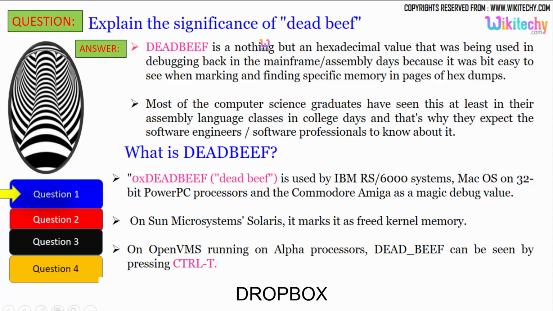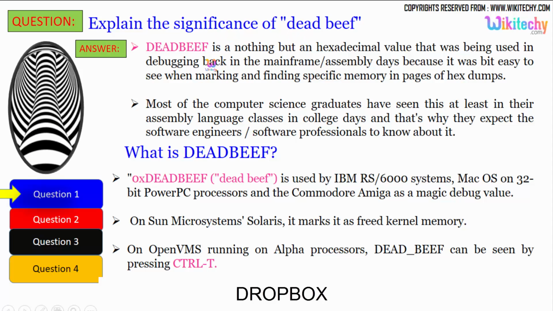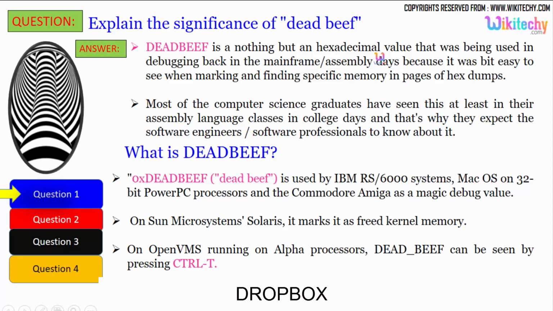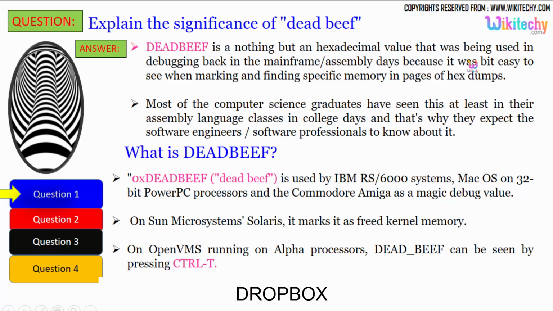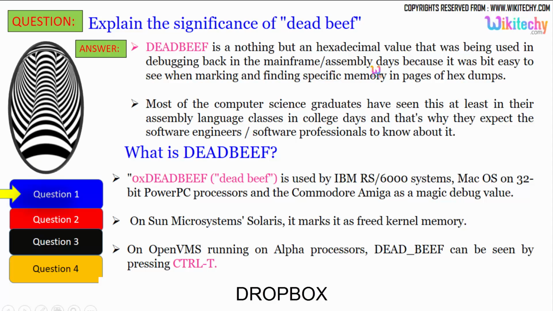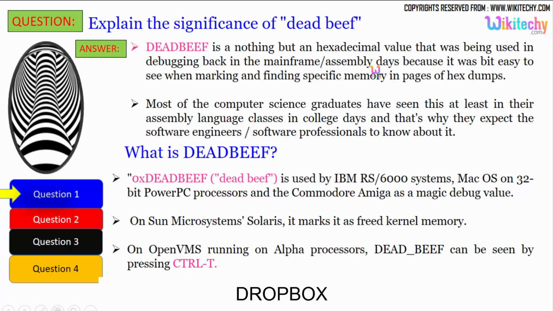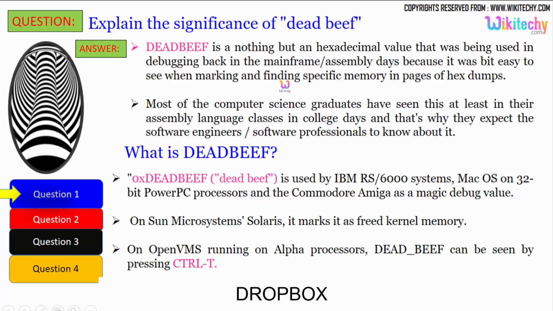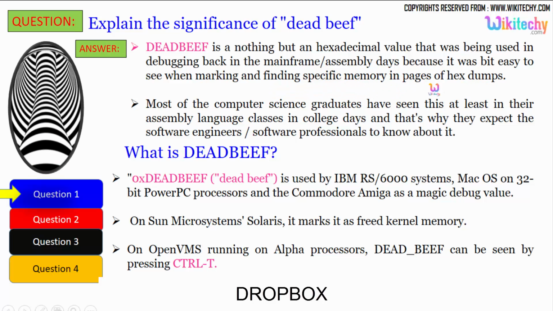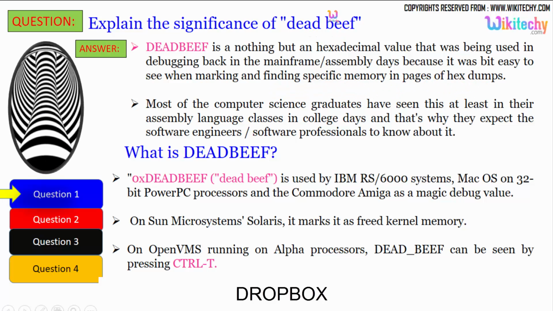Explain the significance of a dead beef. That's the question asked. What is the dead beef? Dead beef is nothing but a hexadecimal value that was used in debugging back in the mainframe and assembly days. It is used for debugging because it was a bit easy to see when marking and finding the specific memory in pages of the hex dumps. That's referred to as dead beef.